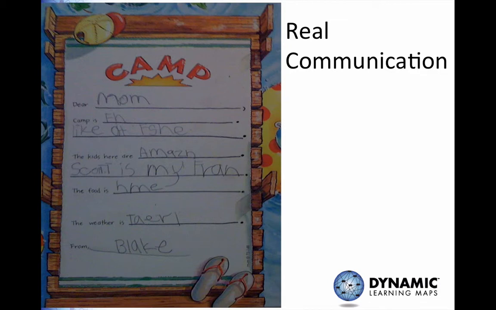In this early writing, Blake expressed his opinion. Camp is fun. With some structure provided by his teacher, he also provided reasons to support his opinion.